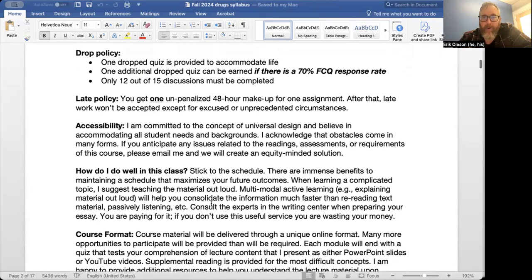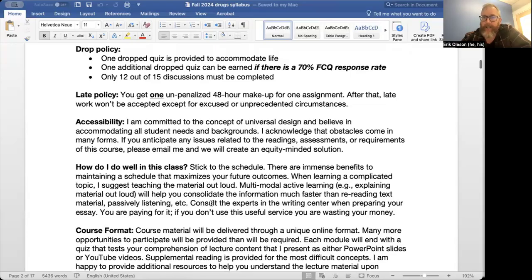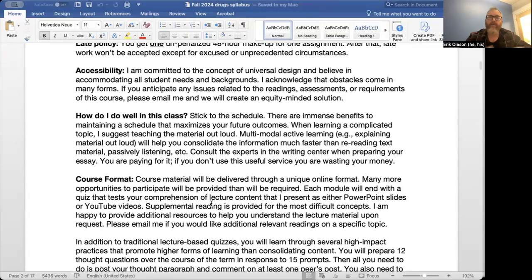You get multiple drops in this class, which is built in to increase flexibility, equity, accessibility, and also some choice. And I think choice is a beautiful thing. Not only will this allow you to, for example, if you have a wedding or a surgery or something coming up and you need a week marked off, no problem. Let's say an accident comes up.